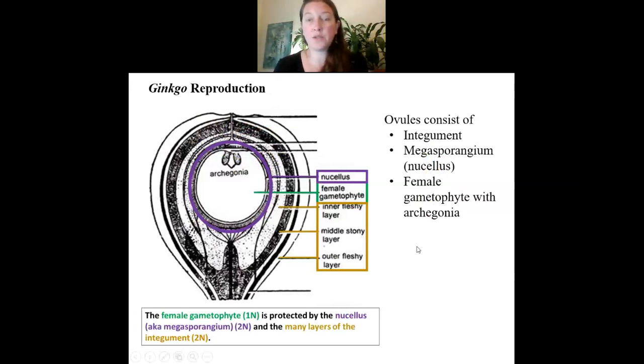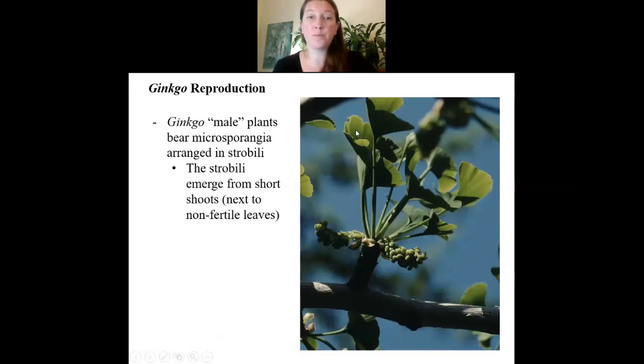Same parts that we saw before, that you don't need to know those terms. I'm just showing you that the ovule is still, the eggs are still very well protected. The female gametophyte is still very well protected because ginkgo have ovules.